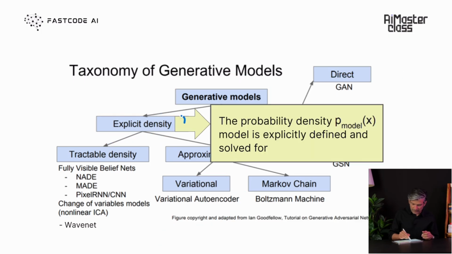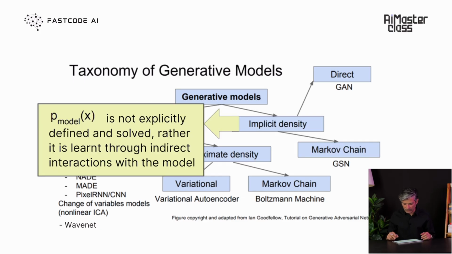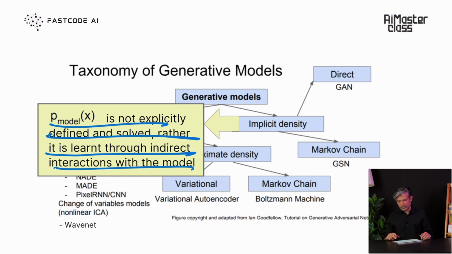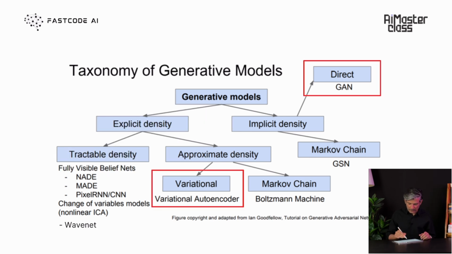So explicit means the probability density P model of x is explicitly defined and solved for, and here it's not explicitly defined and solved for, rather it is learned through indirect interactions with the model. And like I said, what we are interested in here are variational autoencoders and GANs.